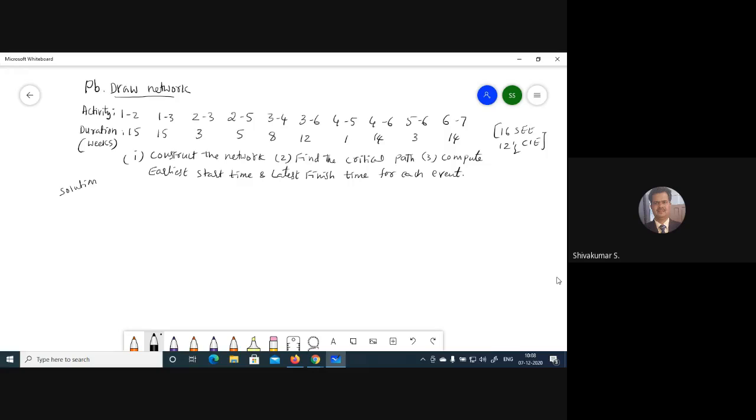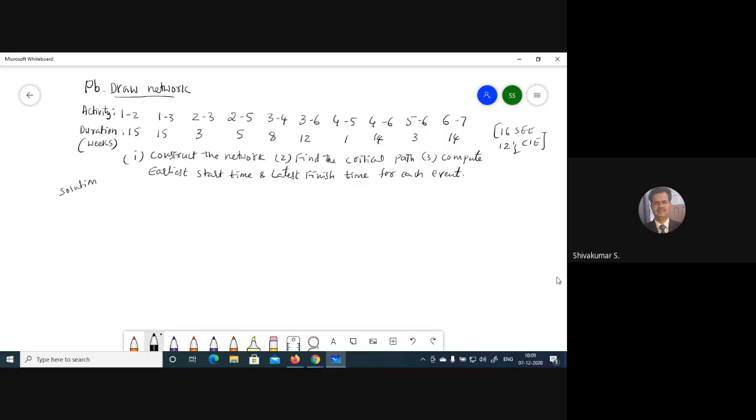You have to construct the network. First question, construct the network. Second question, find the critical path. And thirdly, compute the earliest start time and latest finish time for each event. So for example, you have one event and you have two event, likewise 3 event. 1 to 2 is the activity, whereas 1 and 2 are the events. Likewise, say 3 to 6 is an activity, 3 is an event, 6 is also an event.